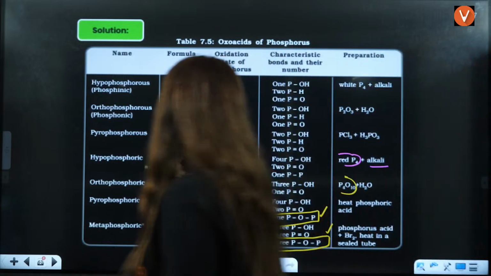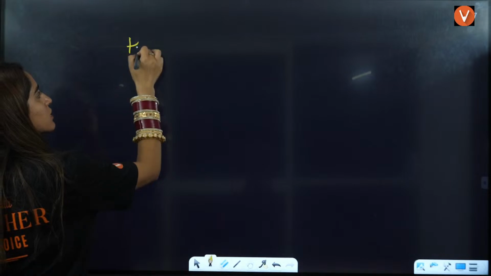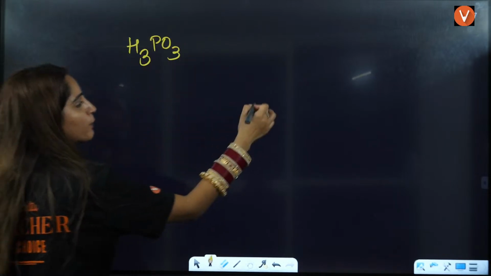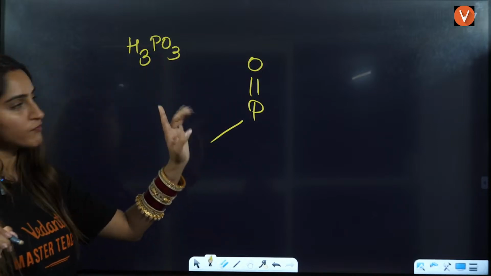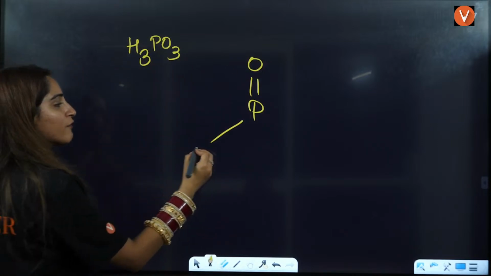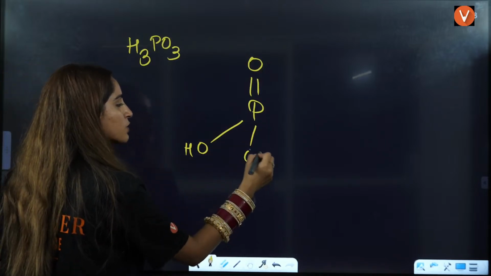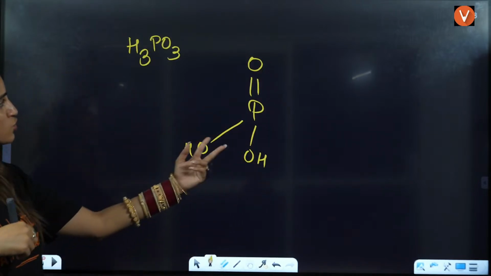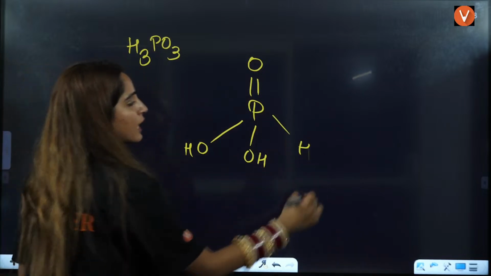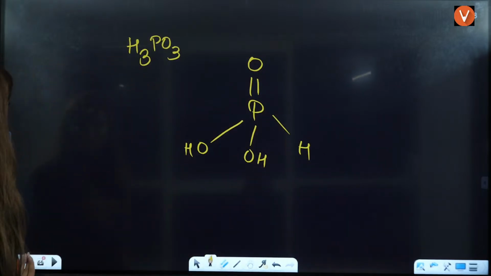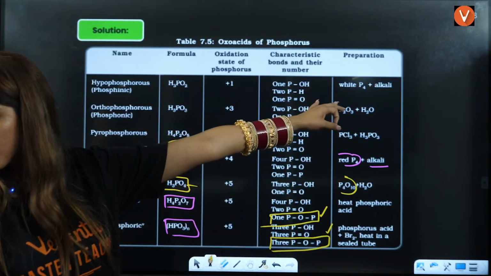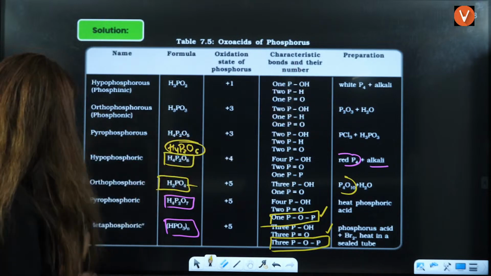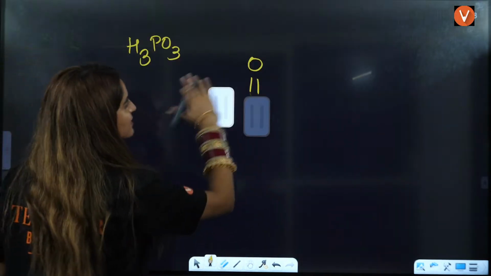So whatever they ask you, let's say they ask you to draw the structure of H3PO3. How you will draw it? P double bond O. Now, one phosphorus you have consumed, one oxygen you have consumed, you are left with two oxygen, OH, and this will be OH. Now, how many hydrogens? Two hydrogens. You are left with one hydrogen, that will be H, right? But this is made from which thing? This is made from P2O3, right? Understood or not?